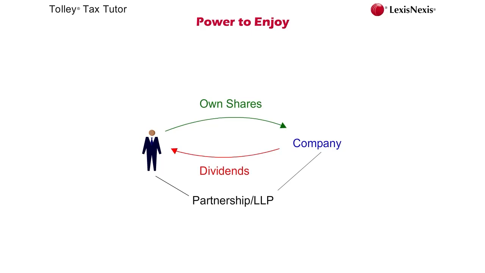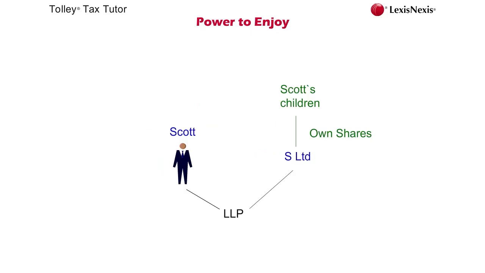When considering whether the enjoyment conditions are met, we must also consider any person connected with the individual. So if Scott is a member of a mixed LLP, in which S Limited is also a member, and S Limited is owned by Scott's children, then Scott would have the power to enjoy the profits allocated to S Limited under these rules.